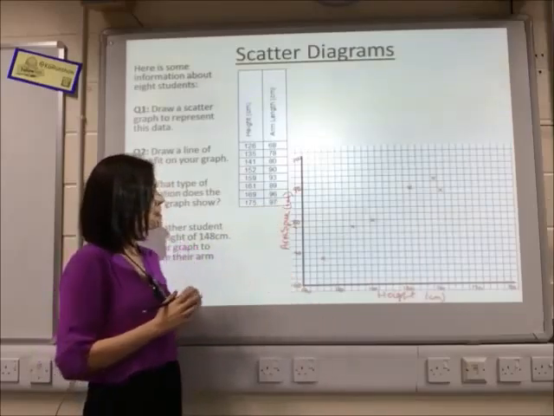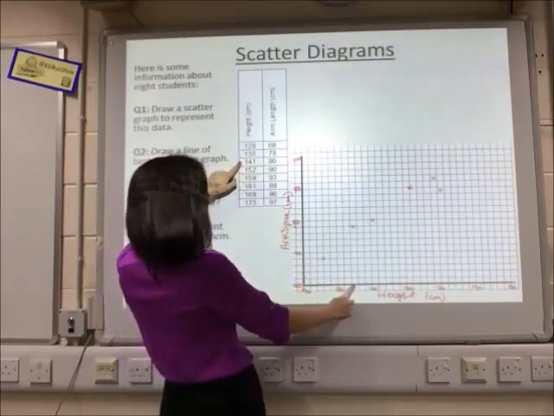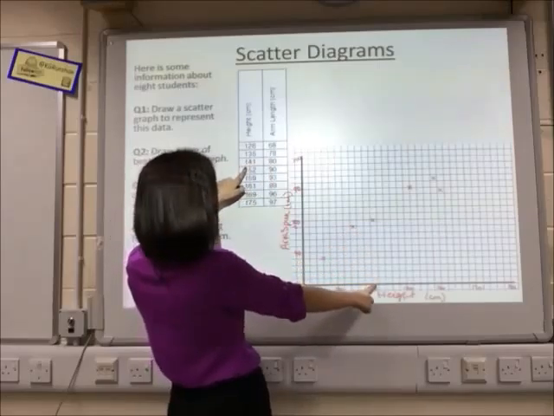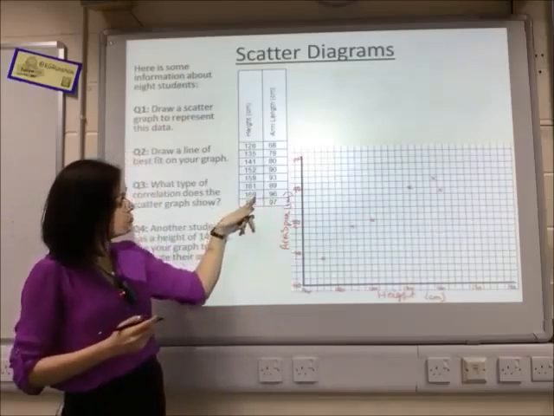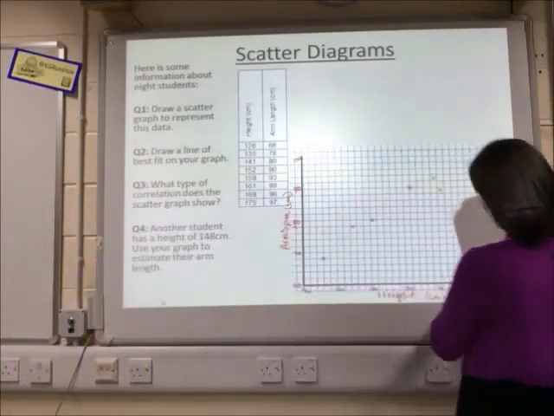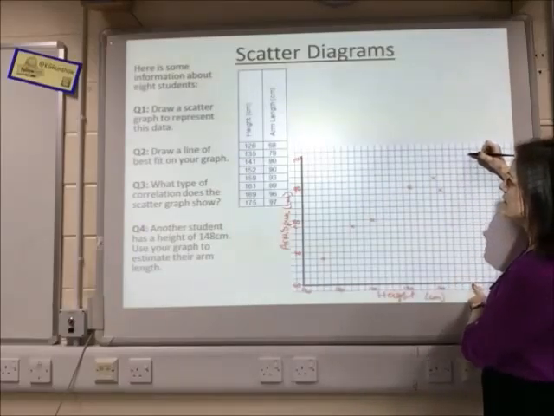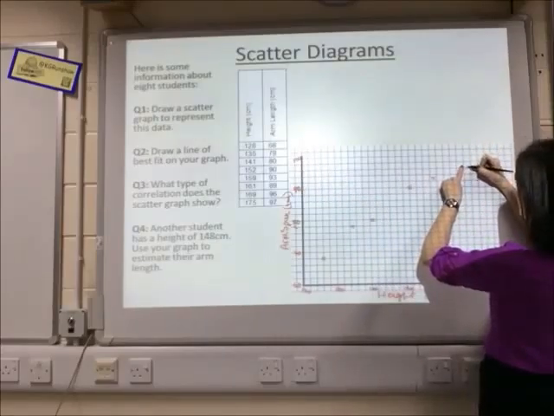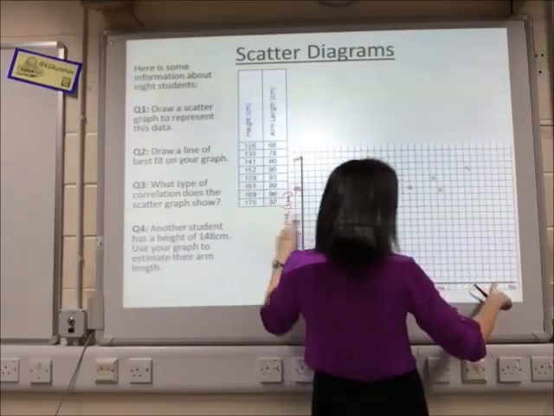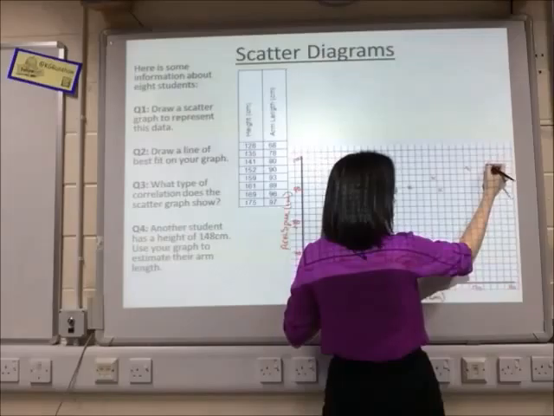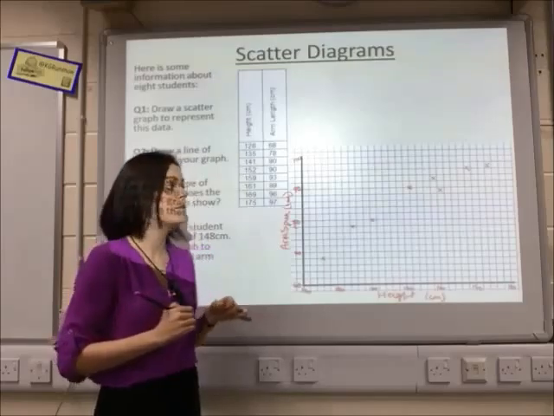Now I've plotted the first few points, so I've plotted 126 and 68, 135 and 78, 141 and 80, etc. I've just got the last couple to do. So 169 centimetres tall will be over here, and that person had an arm span of 96, so there. And I've got 175 all the way over there with an arm span of 97, so I can pop that one on as well. And I've got a cross on my scatter diagram now to represent each of those people who are in that table.